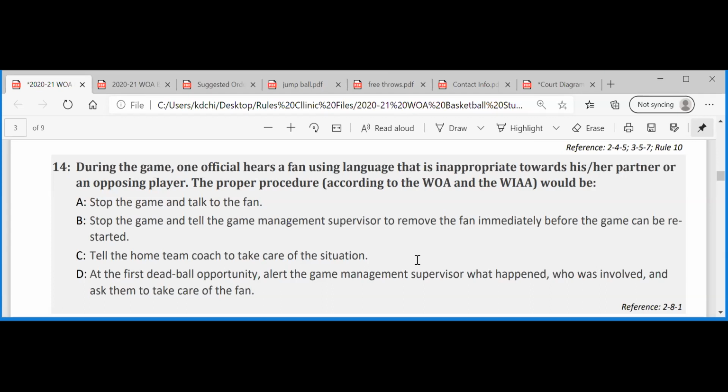During the game, one official hears a fan using language that is inappropriate towards his or her partner or an opposing player. The proper procedure according to the WOA and WIAA would be, I would say B, stop the game and tell the game management supervisor to remove the fan immediately before the game can be restarted.